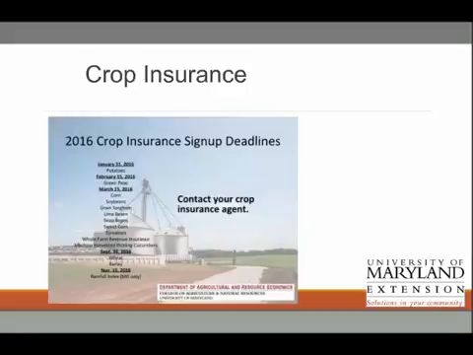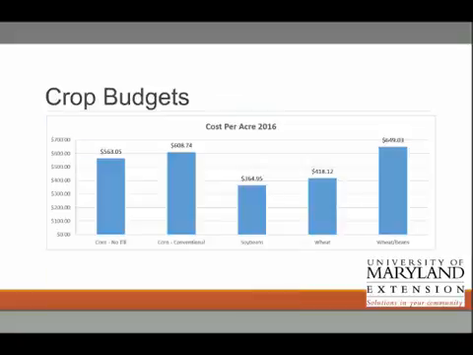Just showing, again, the crop insurance. These are our Maryland crop insurance sign-up deadlines, so they're quickly approaching. And then these are our crop budgets for 2016. We've got multiple budgets out there.